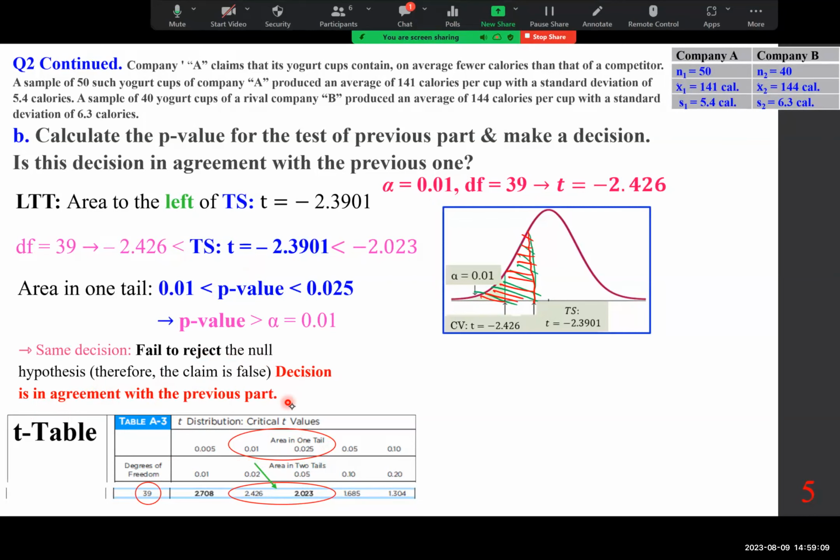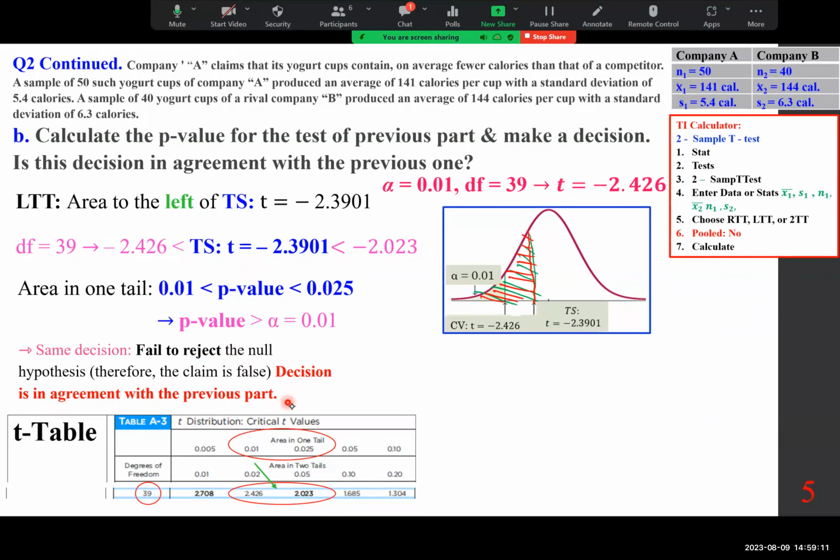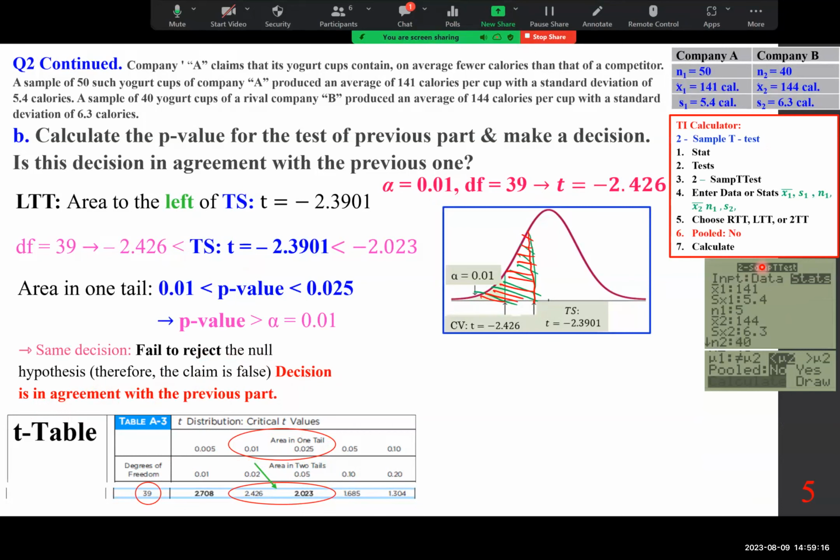Now, what happens if we do it with the technology? I want you to pay attention to this. We are going to use two sample t-tests, and we're going to plug in the values. When we go with two sample t-tests, we go to stat and test, and we put in x1 bar, S1, N1, x2 bar, S2, N2. You put all of them. And for the tail, you decide whether it is a two-tail, left-tail, or right-tail test. In this case, it was a left-tail test, as you remember from the previous page.